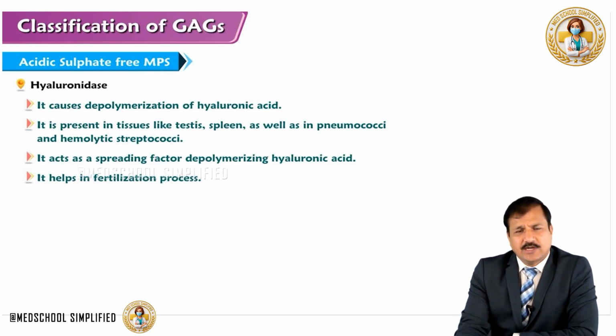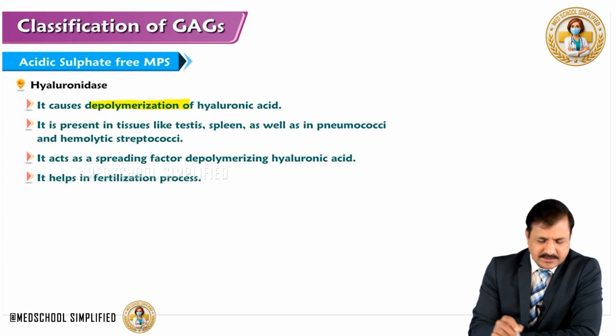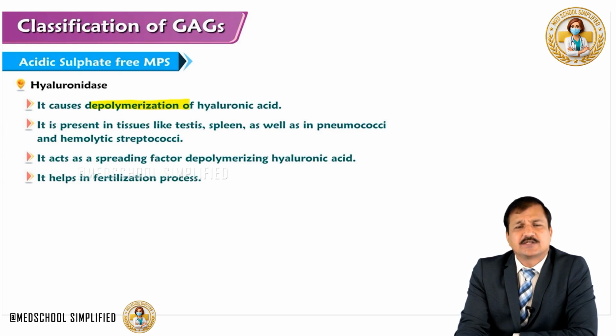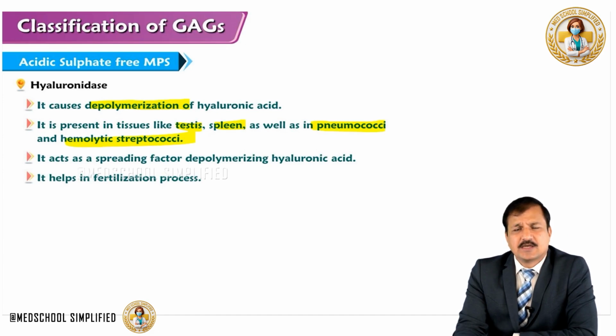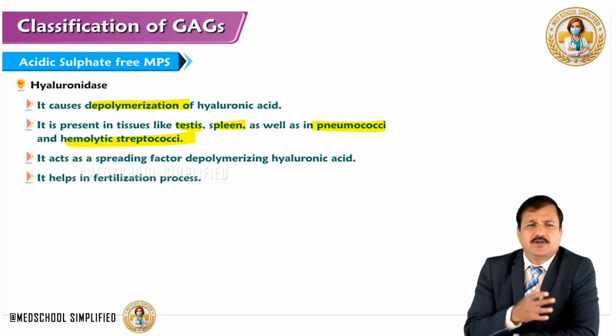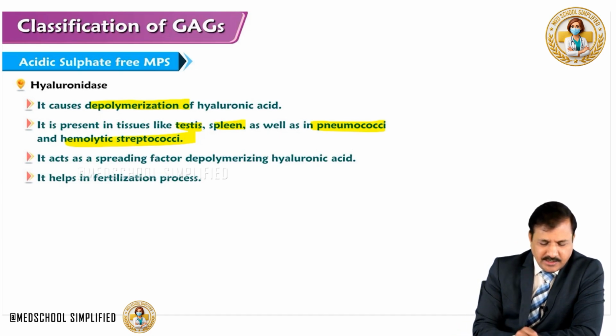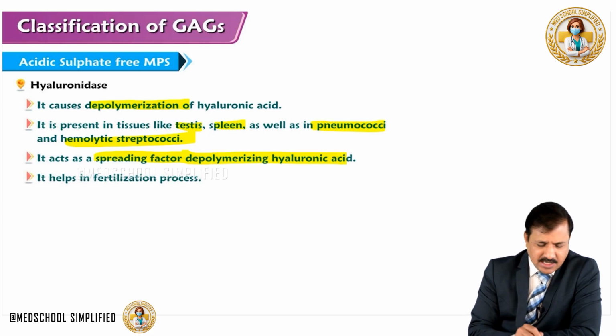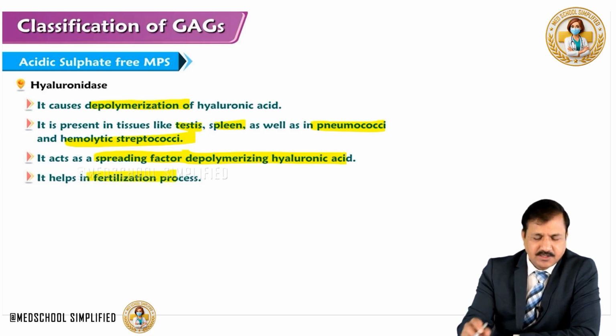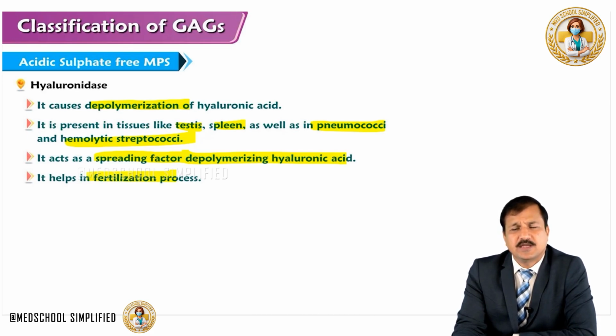Coming to hyaluronidase. Hyaluronidase is an enzyme that depolymerizes hyaluronic acid, and it is present in tissues like testis, spleen, as well as pneumococci and hemolytic streptococci release hyaluronidase. So hyaluronidase helps in the spreading of infection because it depolymerizes hyaluronic acid in the extracellular matrix. It acts as a spreading factor by causing depolymerization of hyaluronic acid, and that's how hyaluronidase helps in the fertilization process, especially coming from the sperms.